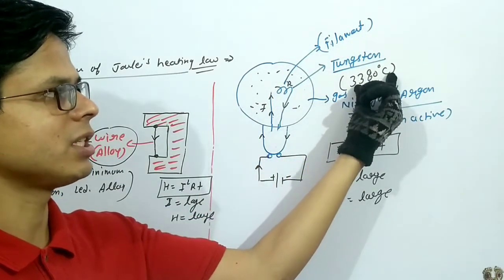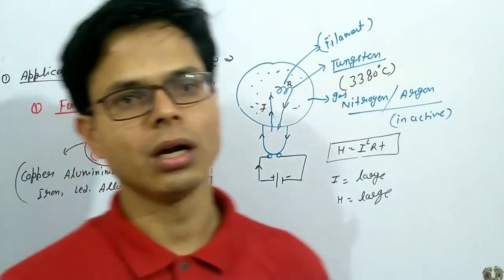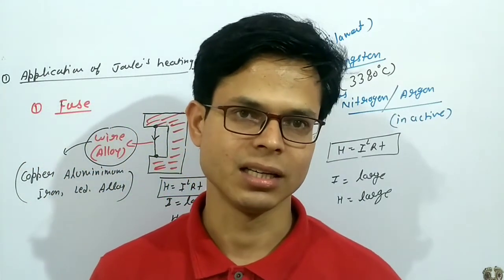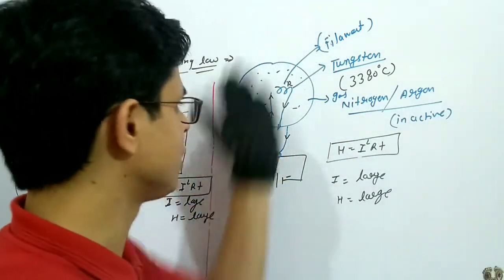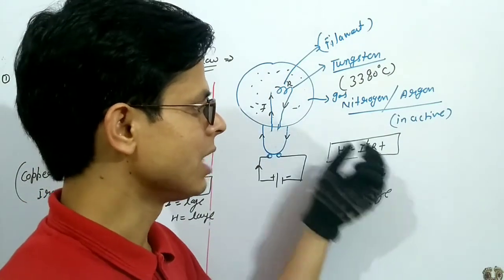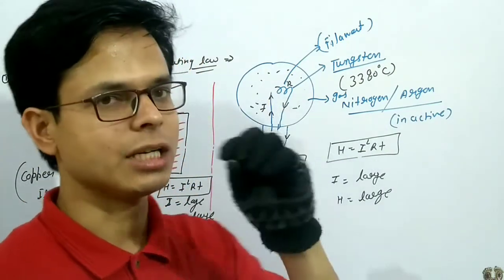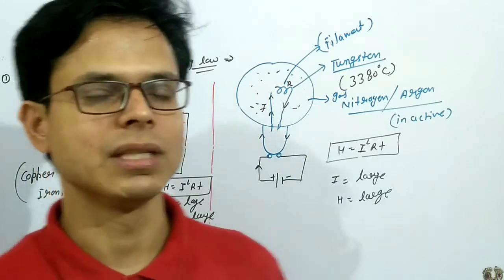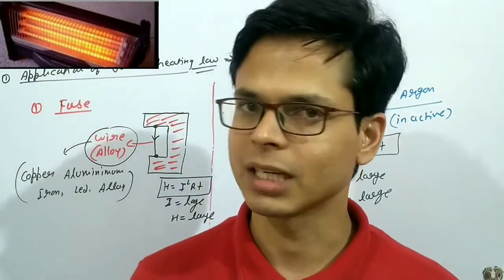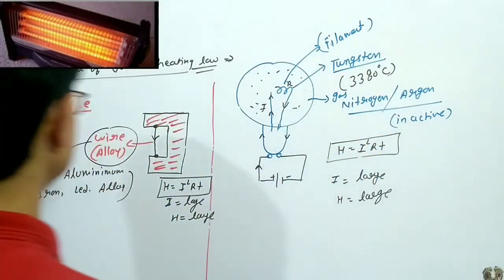Its melting point is 3380 degrees Celsius, very high. So when a large current comes through this bulb, large heat will be produced, and due to that it will melt and break, and in that condition we say that the bulb is fused. Clear? So these are the applications of Joule's heating law.